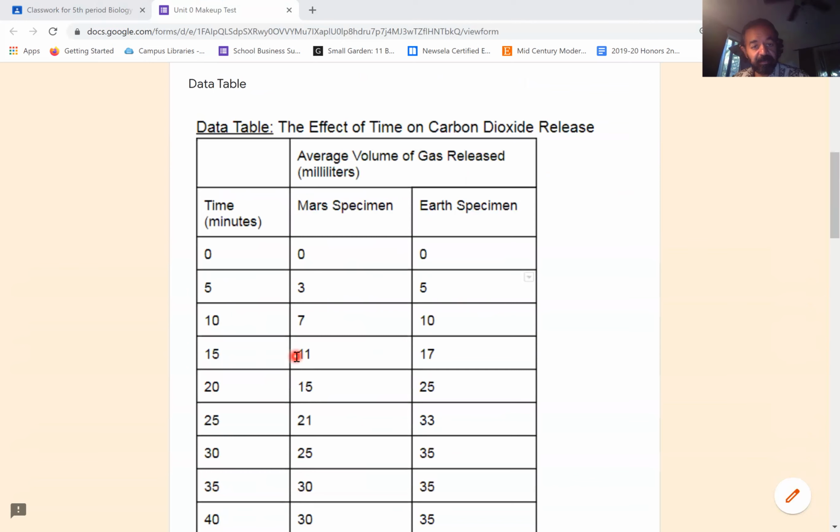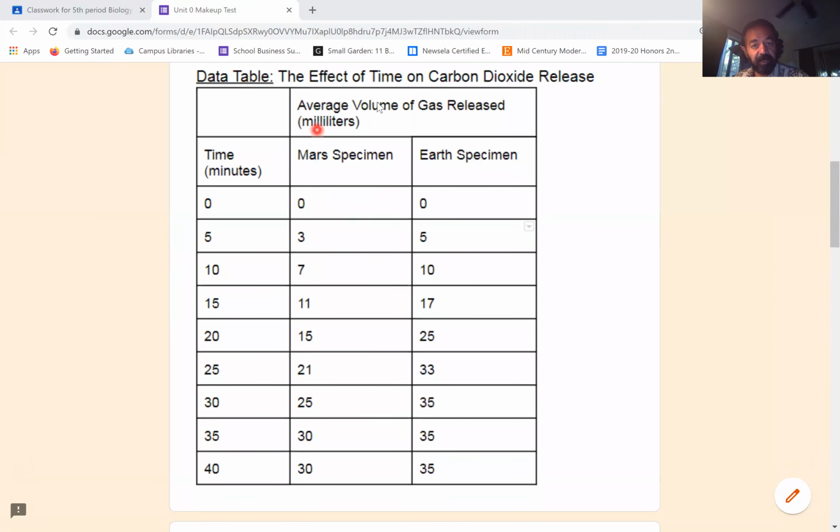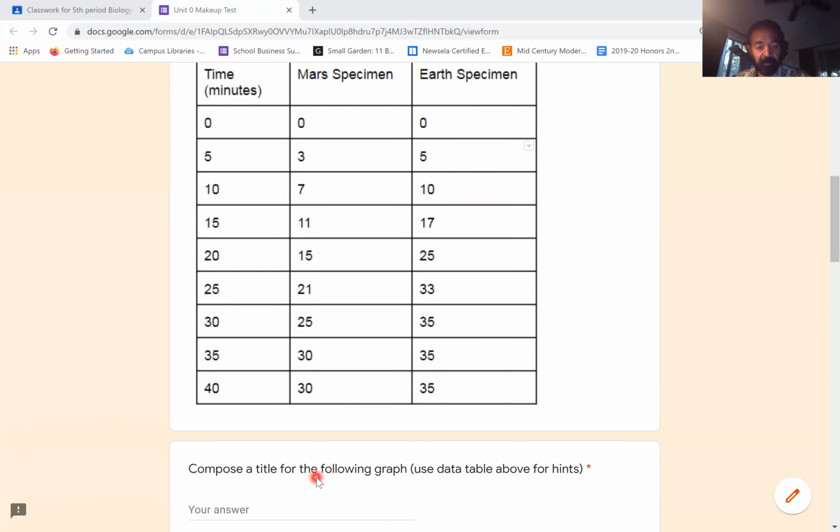Okay, so here's the data table, the effect of time on CO2 release, carbon dioxide release, right? To compare and see if this Martian specimen is alive, you use an Earth specimen. So over a period of 40 minutes, it is releasing gas, right? It's releasing gas. So that means it probably is alive, right?